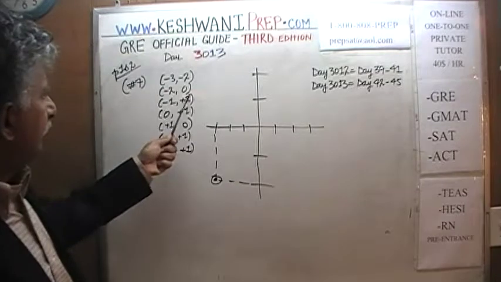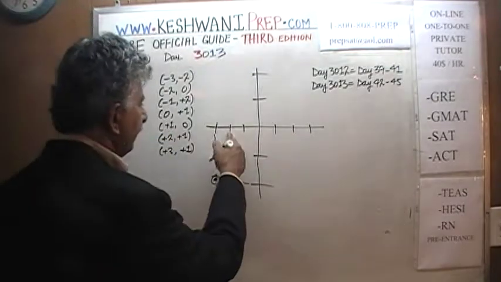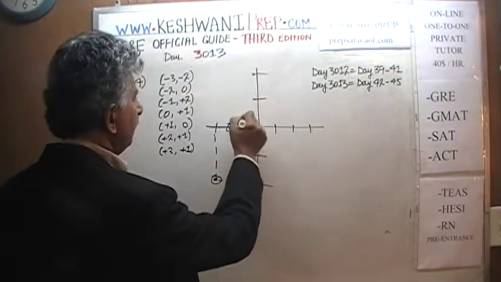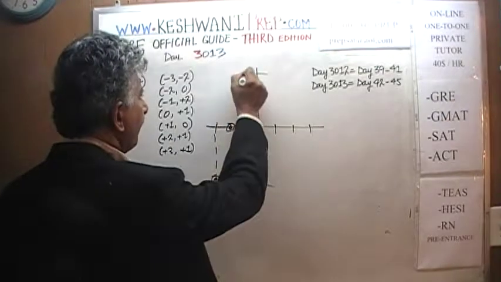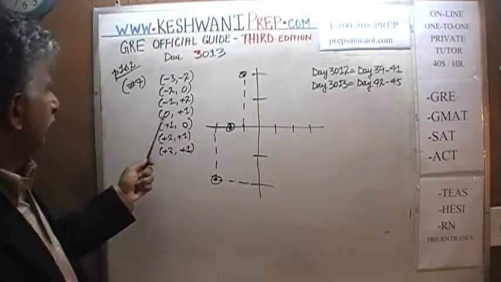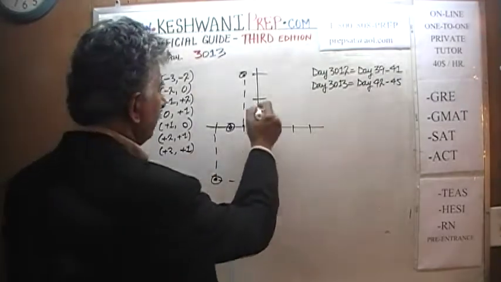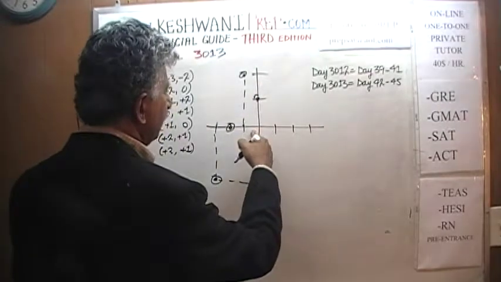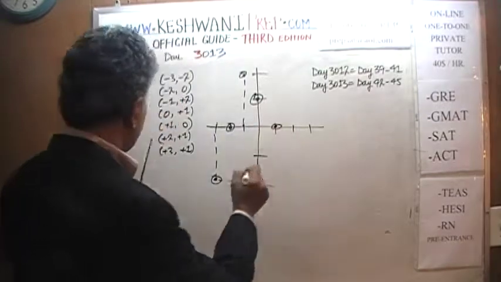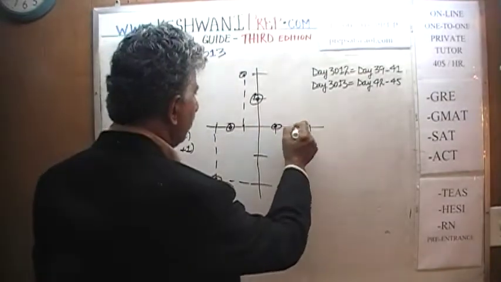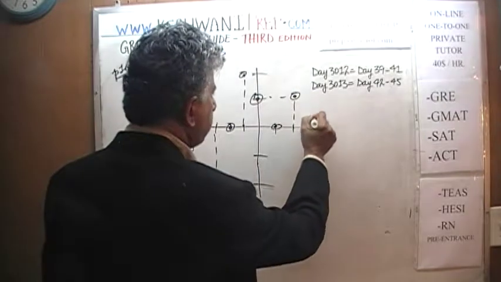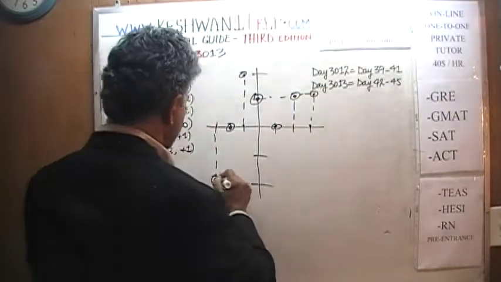Then we have negative 2 and 0. Then we have negative 1 and positive 2, way up there. This thing that looks nothing like, oh, it does look like that, okay, never mind. Then we have 0 and positive 1. Then we have 1 and 0. Then we have 2 and 1. And then we have 3 and 1. Let's join them together.